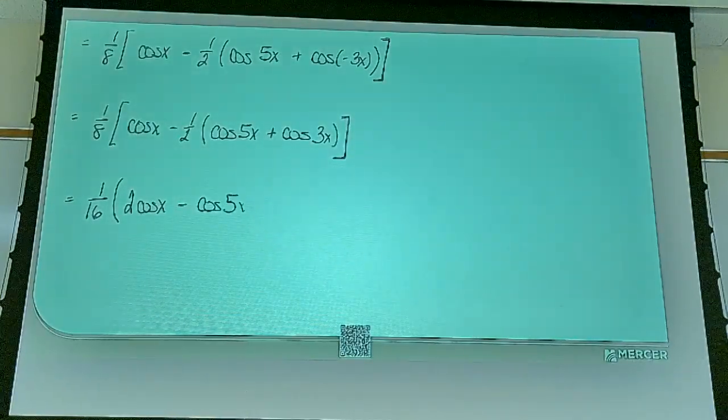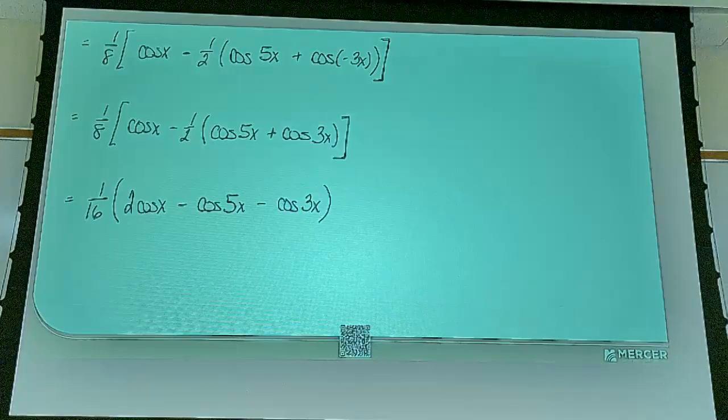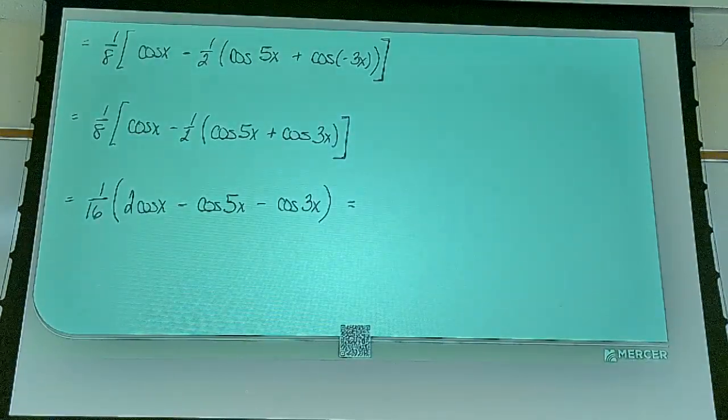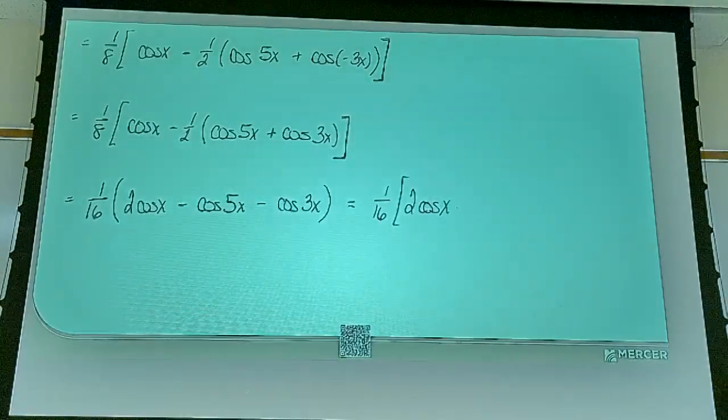Also, distributing that negative through, you'll then have a minus cosine 5x minus cosine 3x, and all that's left to do is to rewrite that because addition is commutative. Why did I use a bracket? I could use a parenthesis. Which is what we wanted.